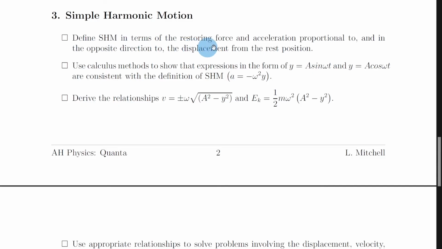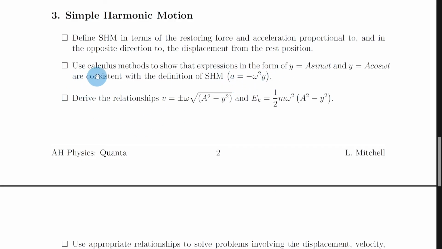SHM in terms of the restoring force and acceleration proportional to and in the opposite direction to the displacement from the rest position. So if you're asked to state or define what SHM means, you need to make sure you say the force or the acceleration is proportional to the displacement but in the opposite direction. And that's why we get the negative sign appearing in Hooke's law, F equals minus ky or F equals minus kx, and also in the equation for SHM, which is here, a equals minus omega squared y.